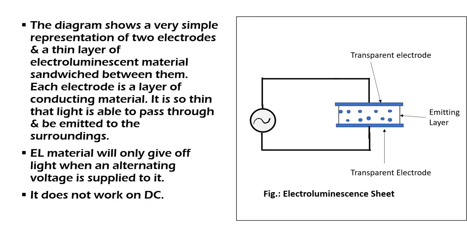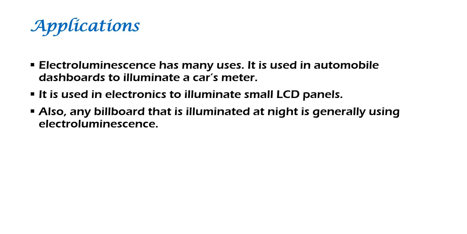The diagram shows a very simple representation of two electrodes and a thin layer of electroluminescent material sandwiched between. Each electrode is a layer of conducting material. It is so thin that light is able to pass through and be emitted to the surroundings. Electroluminescent material will only give off light when an alternating voltage is supplied to it. It does not work on DC. Next are applications.